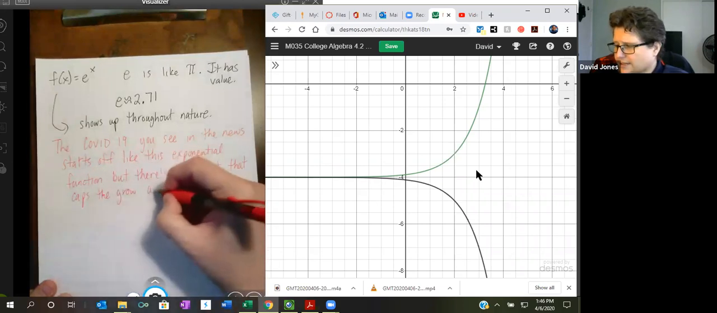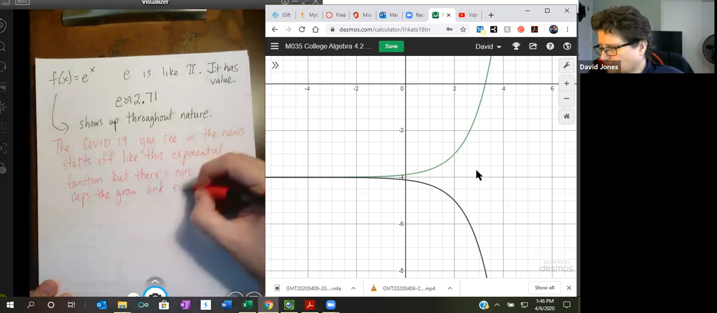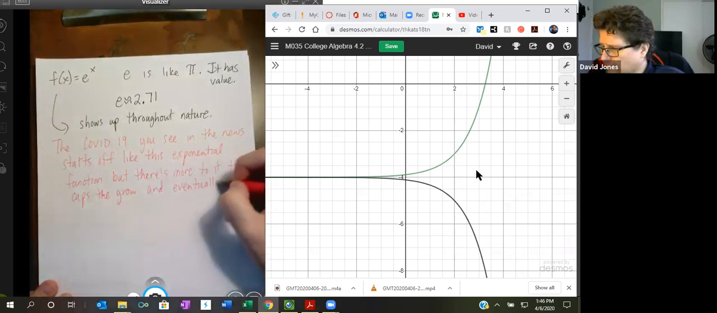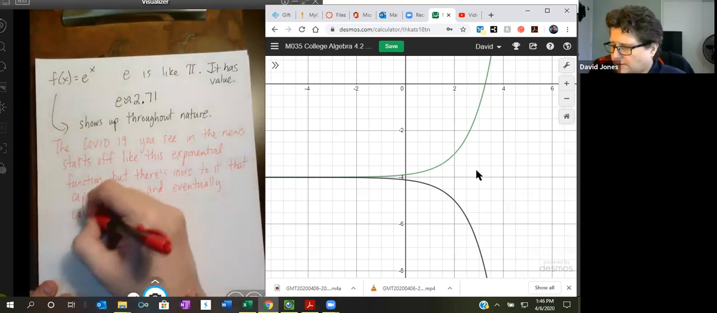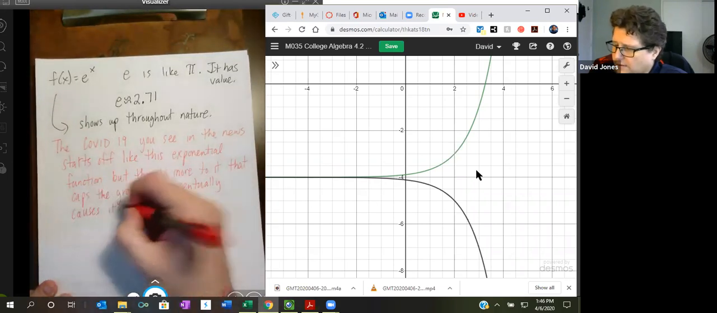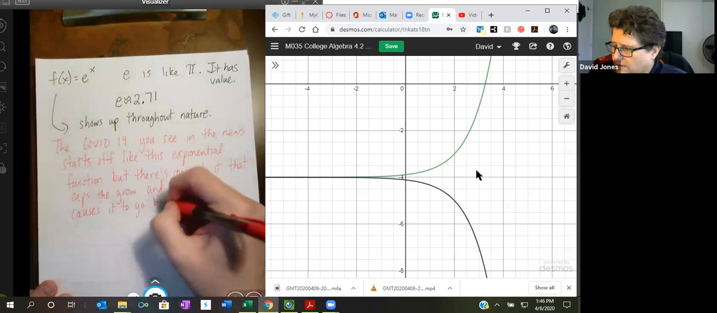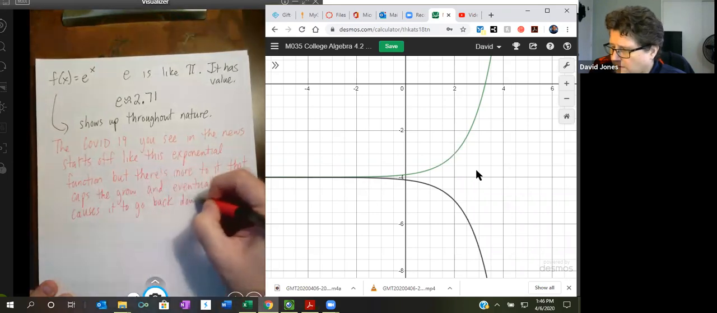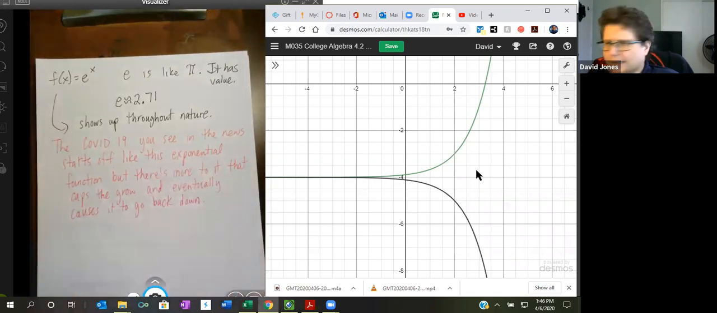And eventually causes it to go back down. If I haven't linked it already in Canvas, I'll load up a document that shows how this works with COVID-19 using an exponential function. All right.